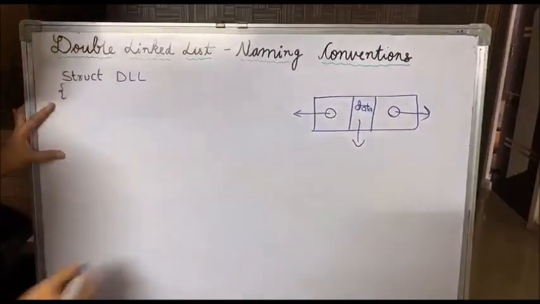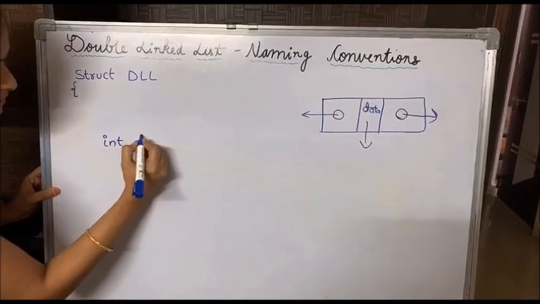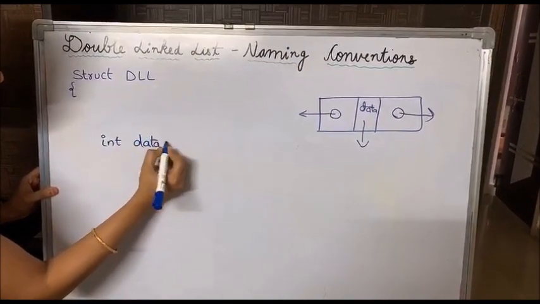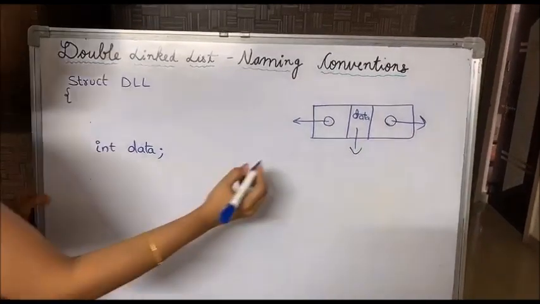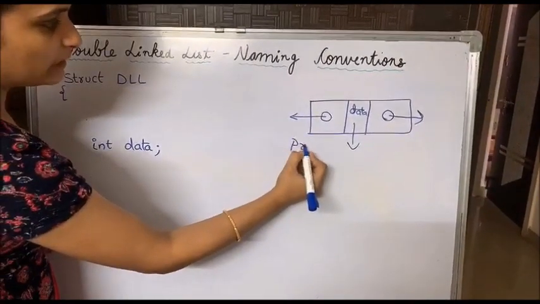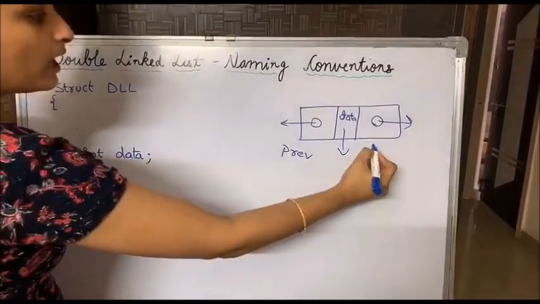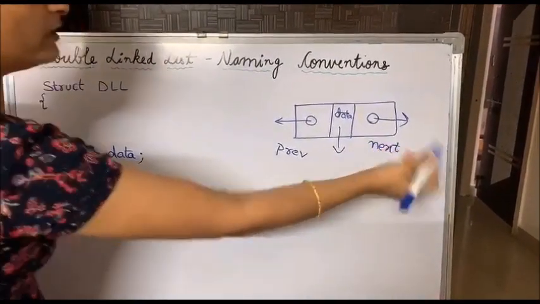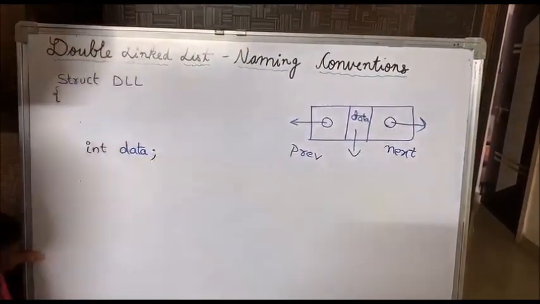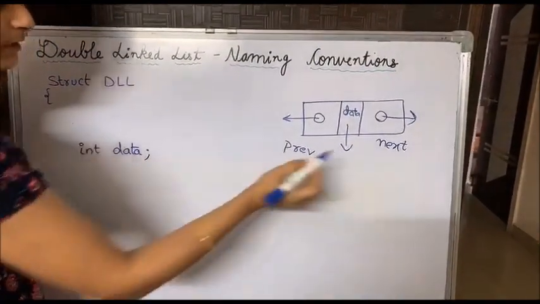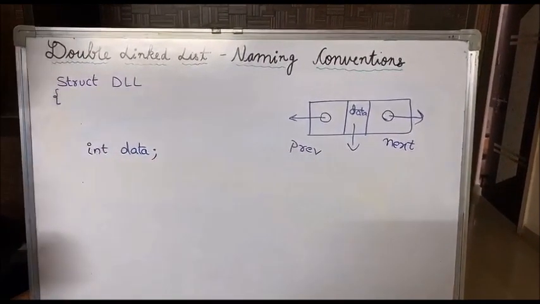So I will write the second one because it is of type integer. It is very easy to declare into some data. And now previous and next. I am just giving the names prev, P-R-E-V for previous pointer and next for next pointer. Just to address the fields, I am assigning the names. You can give anything, P, N or previous, next pointer, like that you can give any name.